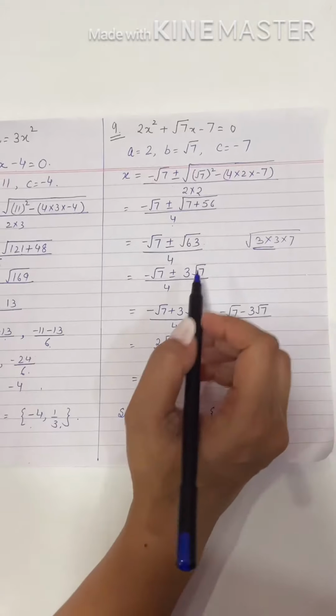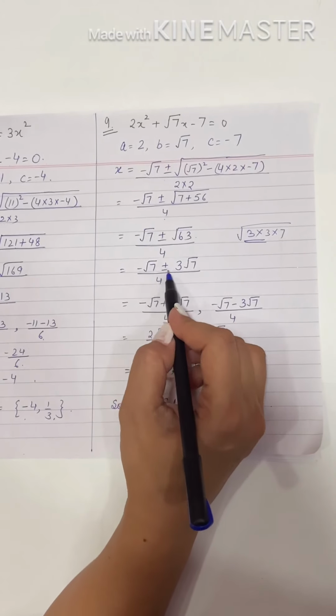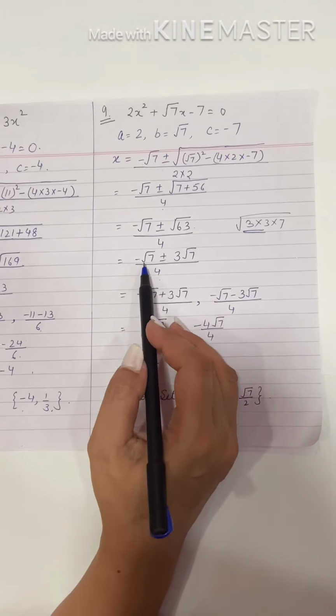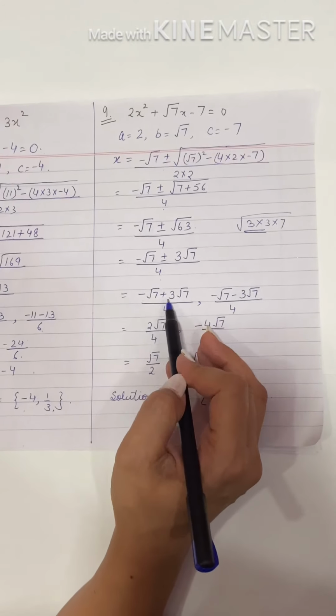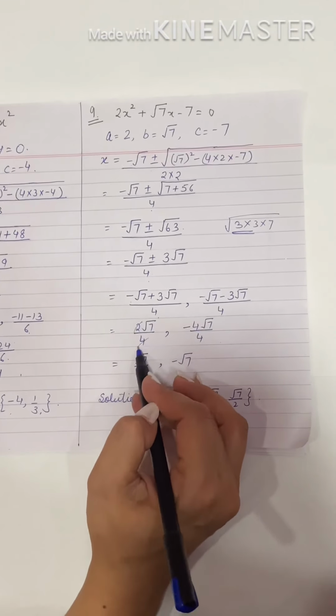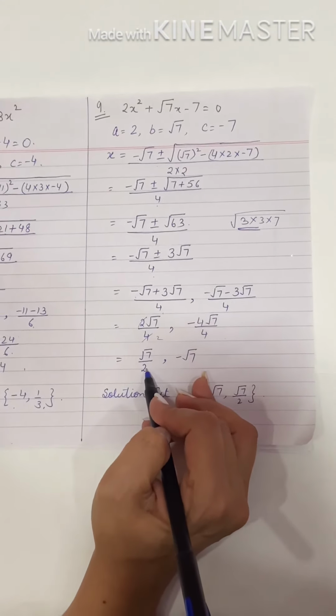So 1 3 will be out. So this is minus root 7 plus minus 3 under root 7 upon 4. Now let's simplify. First I am taking the positive sign. It is minus under root 7 plus 3 root 7 by 4, which is 2 root 7 by 4, and this gets cancelled. It is equal to under root 7 by 2.